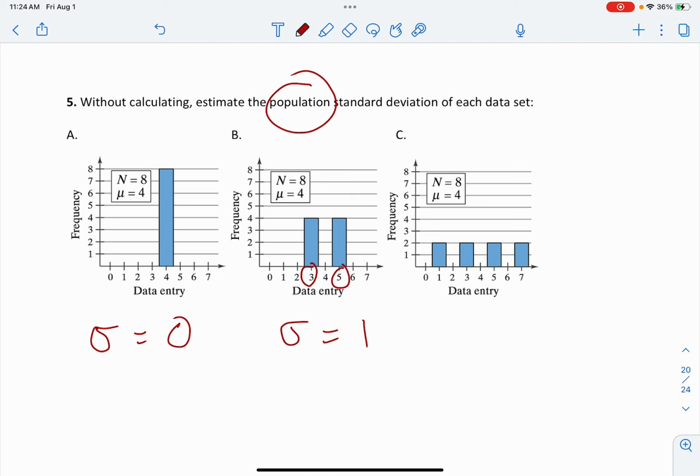This third one, the mean is 4 still. Now we have some 3s, which are 1 away, and some 7s and 1s, which are 3 away. So we have some values that are 1 away from the mean, some values that are 3 away from the mean. So if we're thinking about an average distance from the mean, averaging the 3s and the 1s would be about 2. Again, average distance from the mean is how we're interpreting standard deviation.